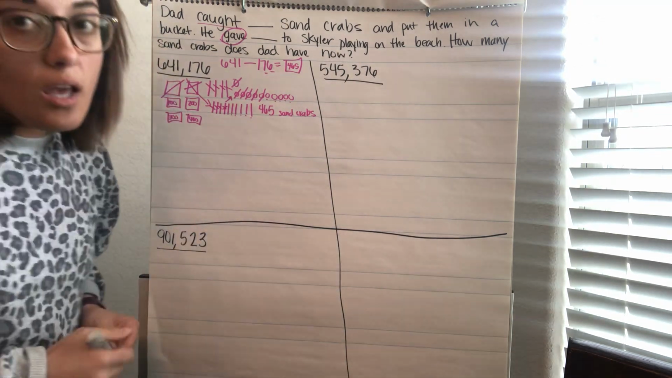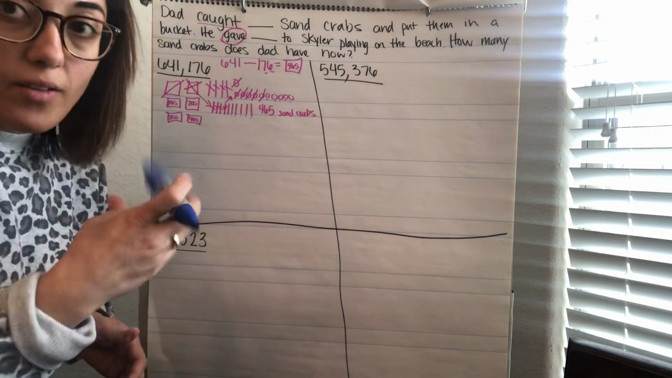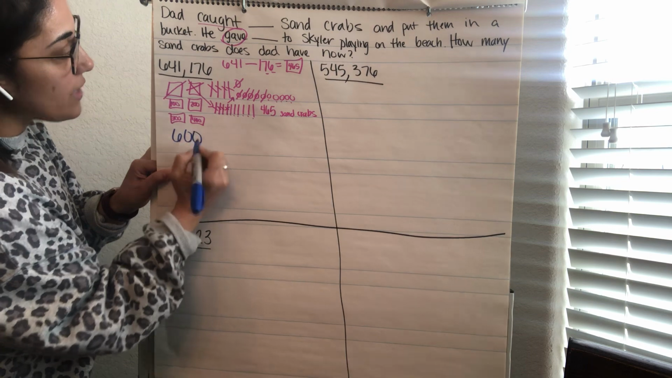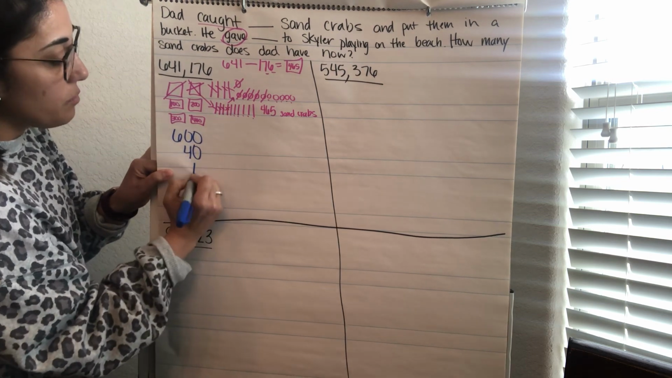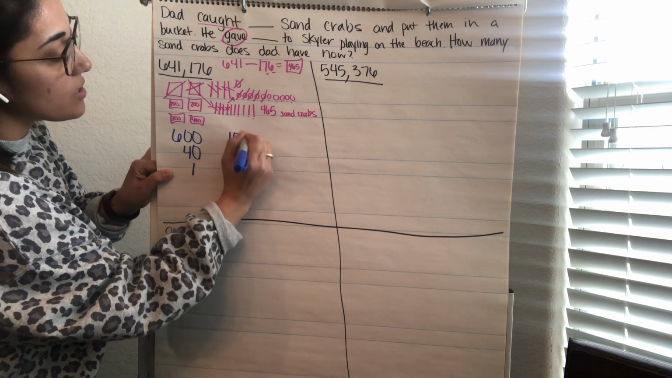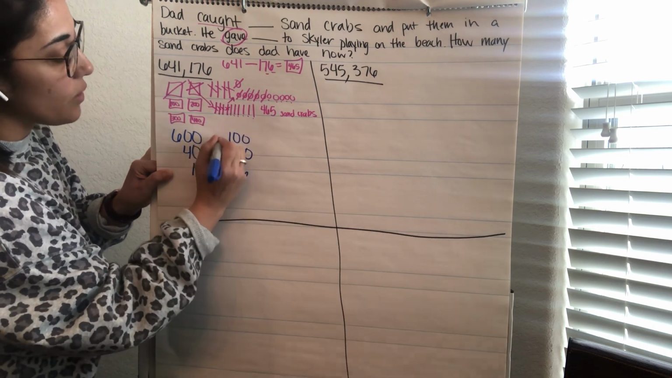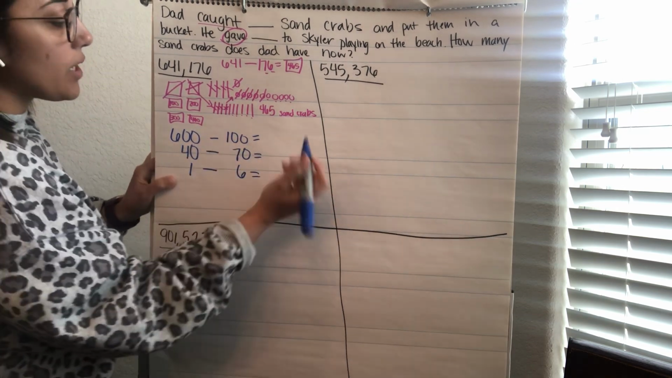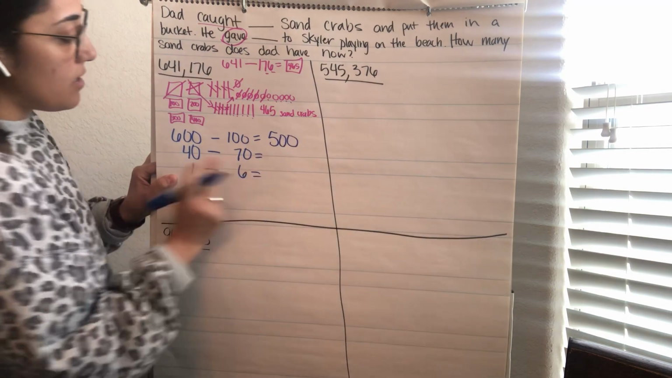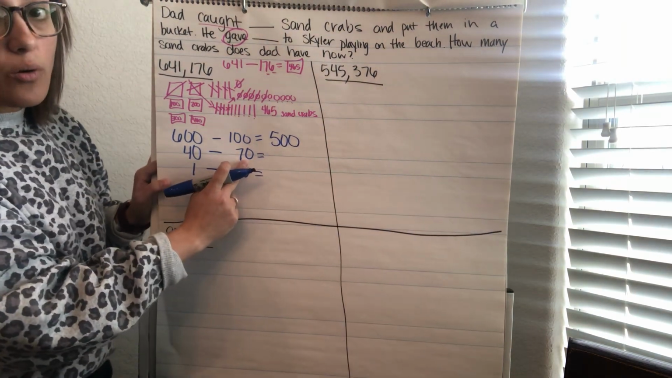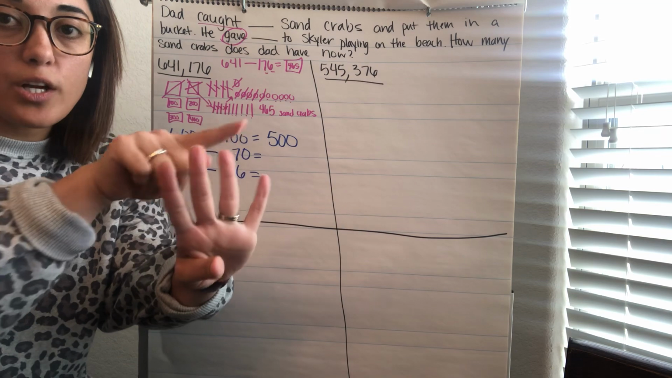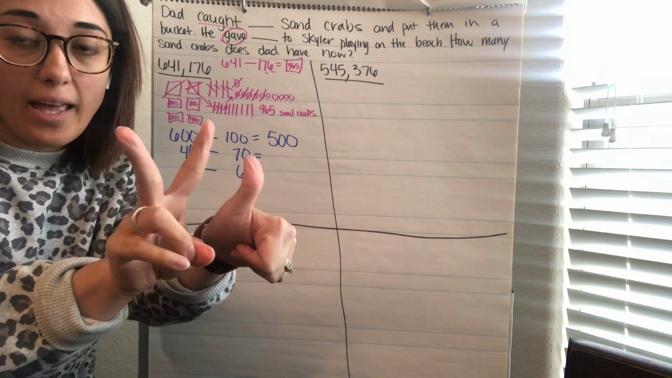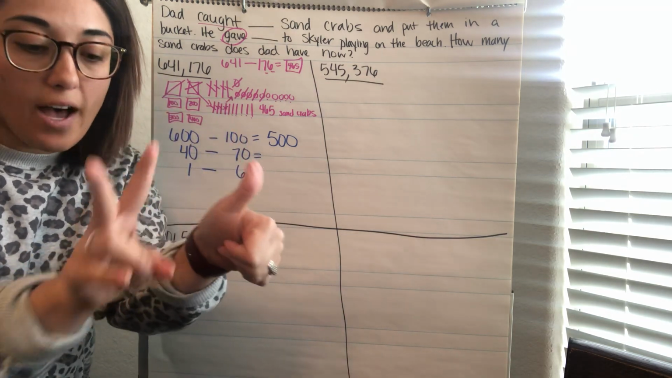Another strategy that you may see, that you saw on my other video, is combining same units. And so we're going to do hundreds plus tens plus ones minus hundreds plus tens plus ones. Okay? So we have 600 minus 100, that equals 500. 40 minus 70, here we go. So if I have 40, 10, 20, 30, 40, but I need to take away 70, I can take 40 away. That leaves me with 30 I still have to take away.